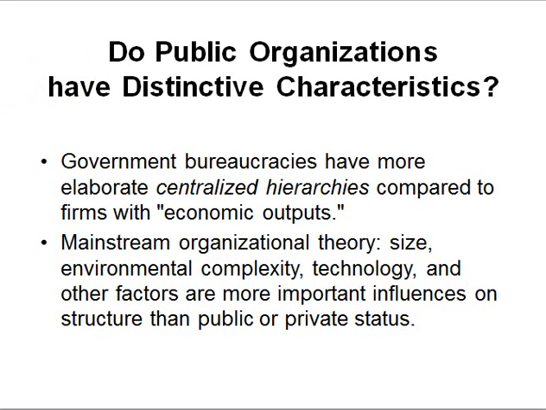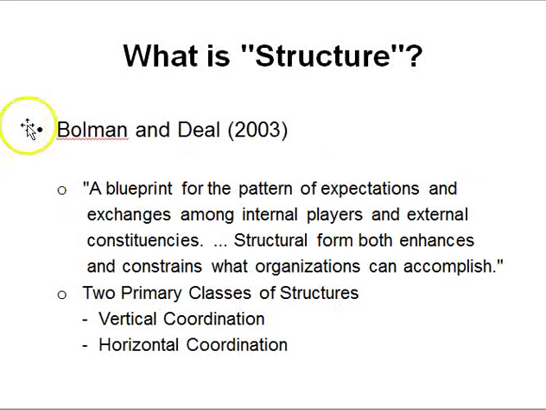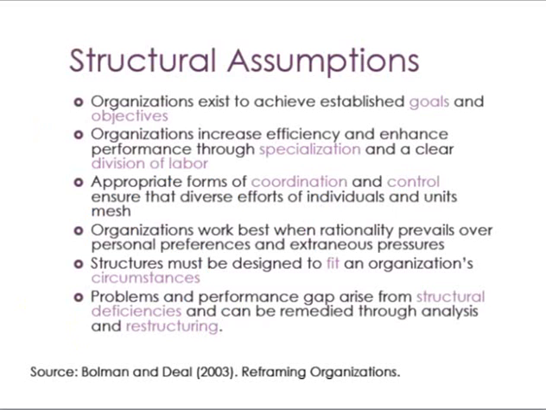Based on this characteristic, one of the scholars, Bolman and Deal, in 2003, mentioned that structural forms have some characteristics to enhance or constrain what organizations can accomplish. So there are two different classes of structure, generally vertical coordination and horizontal coordination. More specifically here, they also mentioned the structural assumptions.